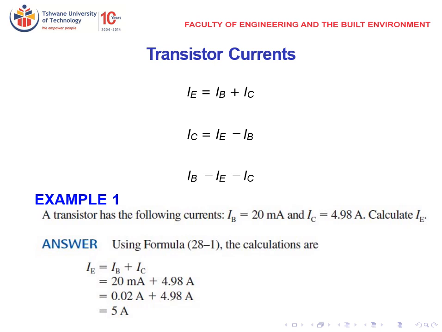Example 1, a transistor has the following currents. IB is equal to 20 milliamperes and IC is equal to 4.98 amperes. Calculate the emitter current IE. So your answer here would be IE is equal to the base current plus the collector current. 20 milliamperes plus 4.98 amperes is equal to 5 amperes.